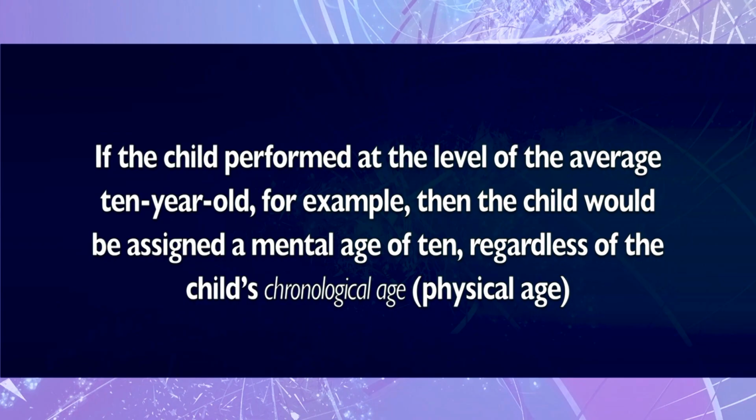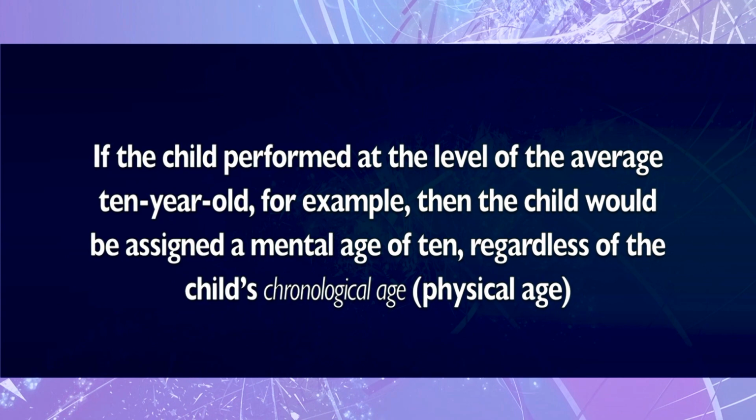The scoring of the test procedure yields a number called the child's mental age. The mental age reflects the level at which the child performed on the test. If the child performed at the level of an average 10-year-old, for example, then the child would be assigned a mental age of 10, regardless of the child's chronological age or the physical age.